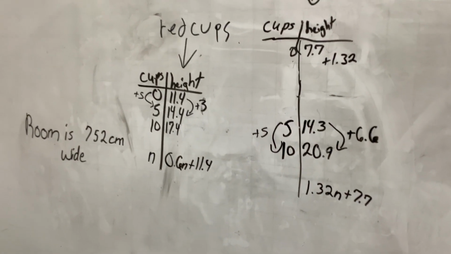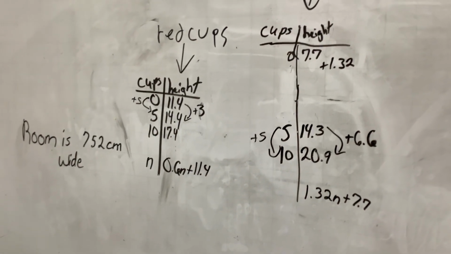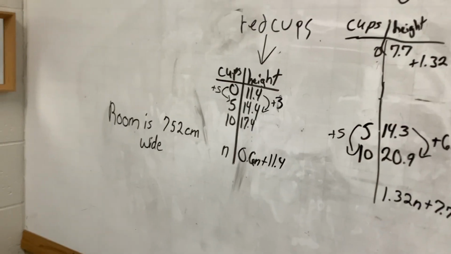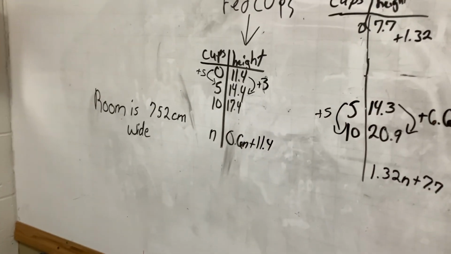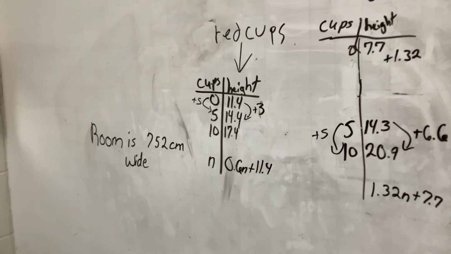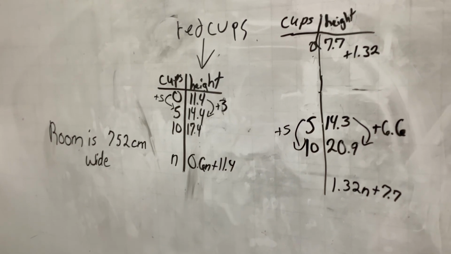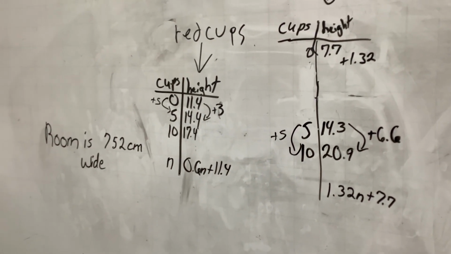130. It represents the rule. No, it's not the... Okay. Well, isn't n in the cups column? Then n is the number of cups. All right, so then what does your rule represent? The number of cups. No, the rule, 0.6n plus 11.4.